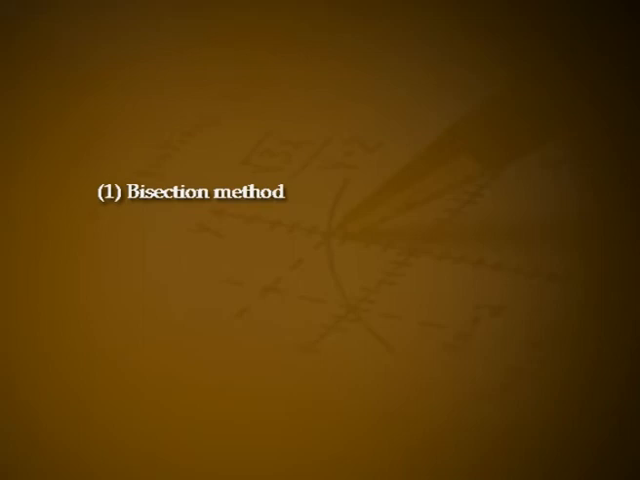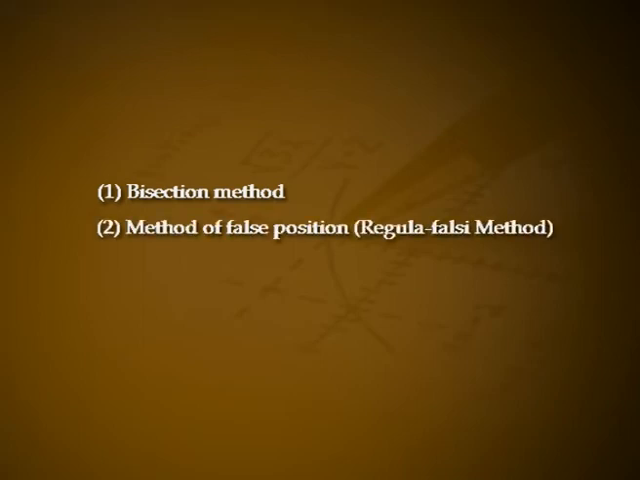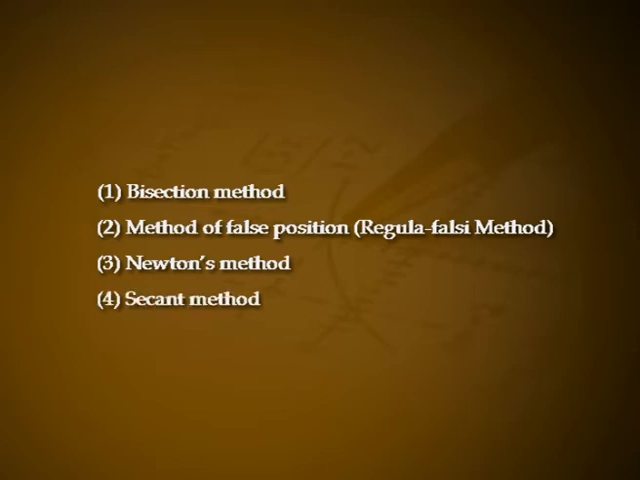Since the iteration methods involve repetition of the same process many times, computers can act well for finding solutions of equations numerically. Some of the iteration methods for finding solutions of equations are bisection method, method of false position or Regula-Falsi method, Newton's method and secant method. In this session, we describe bisection method and method of false position.